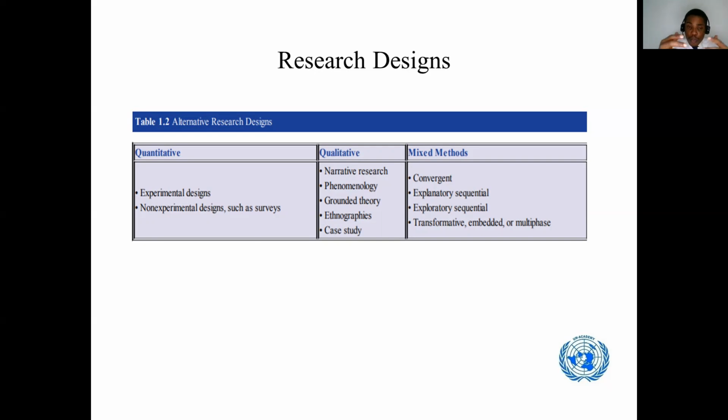While mixed methods, I expect you to study some of these things on your own. Okay. Do a detailed study and let me know if you have any question. While mixed methods involves convergent, explanatory, sequential, exploratory. To explore means to find out. Explanatory simply to explain in a very sequential model. Transformative, embedded, or a multi-phase. All right. So under quantitative, I mentioned surveys to you. All right, experimental designs.